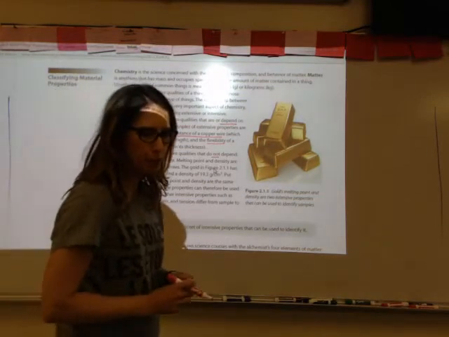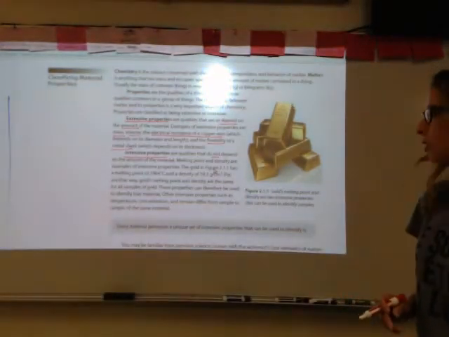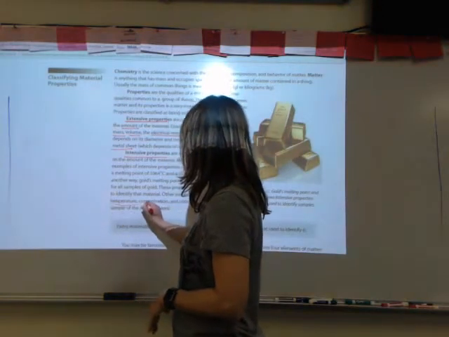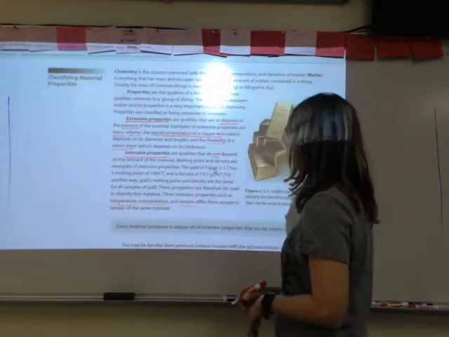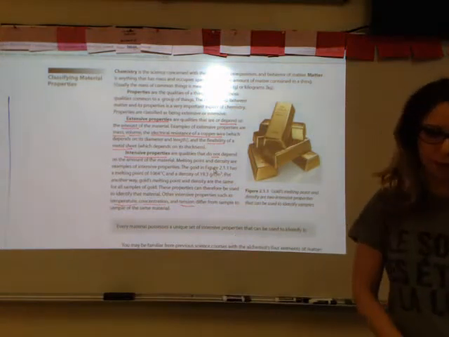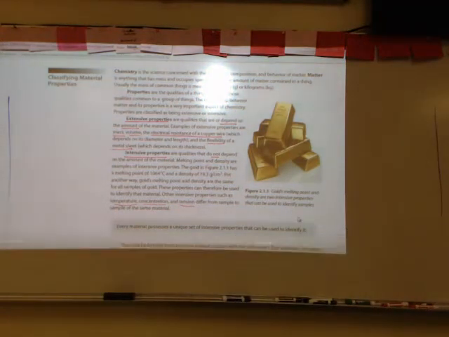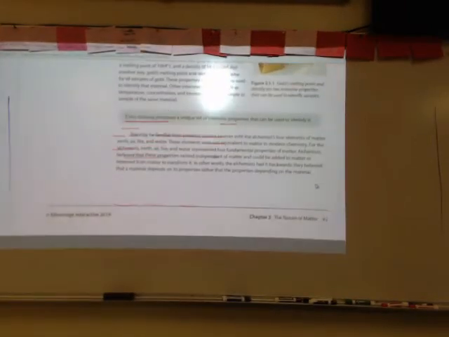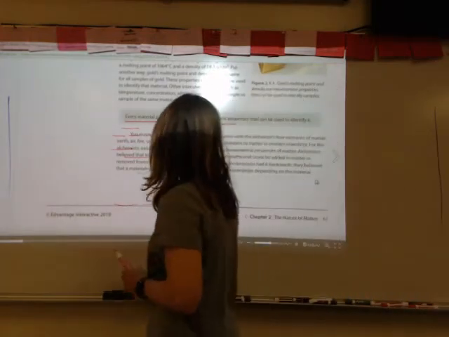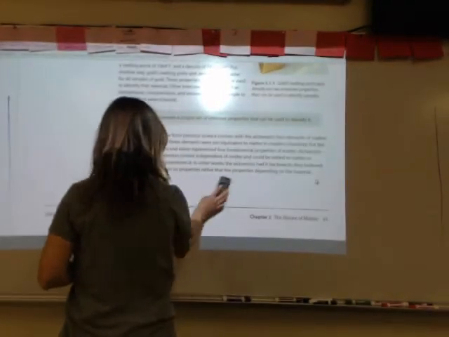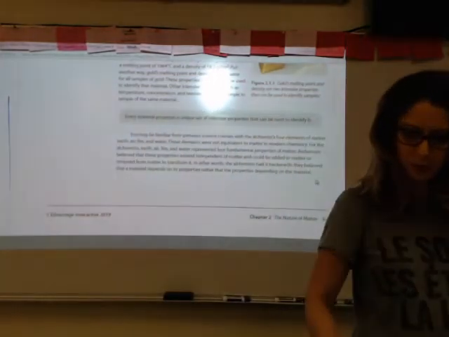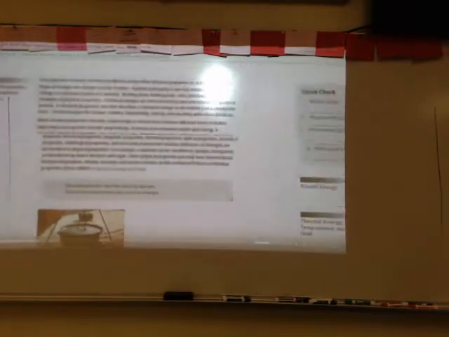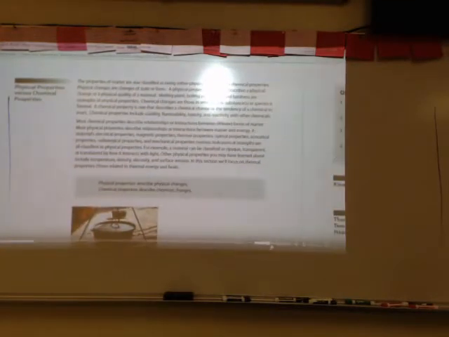And those properties can be used to identify a substance. Other intensive properties are going to be things like temperature, concentration, tension, and every material has a unique set of intensive properties that could be used to identify it. Okay, let's go to the next page and talk about physical properties versus chemical properties.